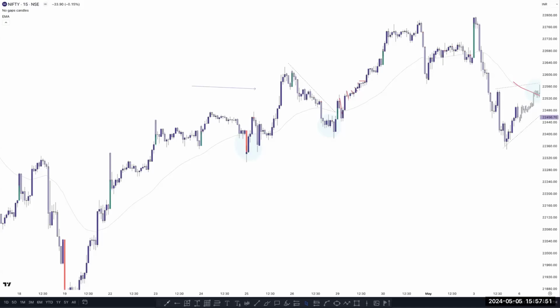Reversal will come, let it come. You have to trade only continuation patterns. You don't need to trade reversals, right?